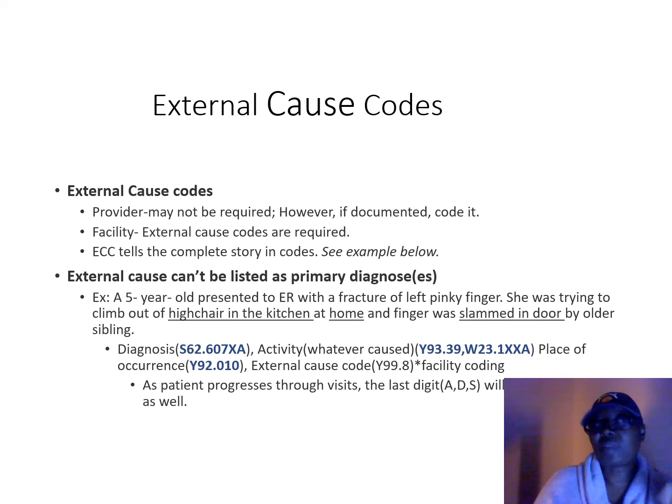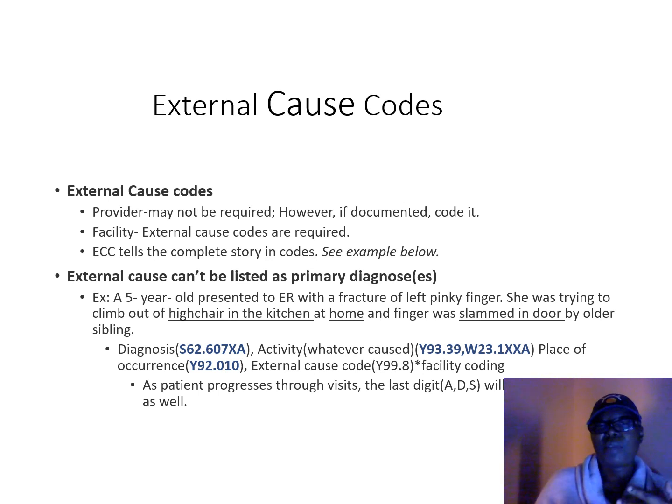where the patient shows up, like the second encounter, the orthopedic surgeon will assign the letter D to the diagnosis code, right? Which is the S62.607XA. Instead, it would be S62.607XD, because again, remember, the orthopedic surgeon had already initially seen the patient. Now the patient is in for subsequent care.